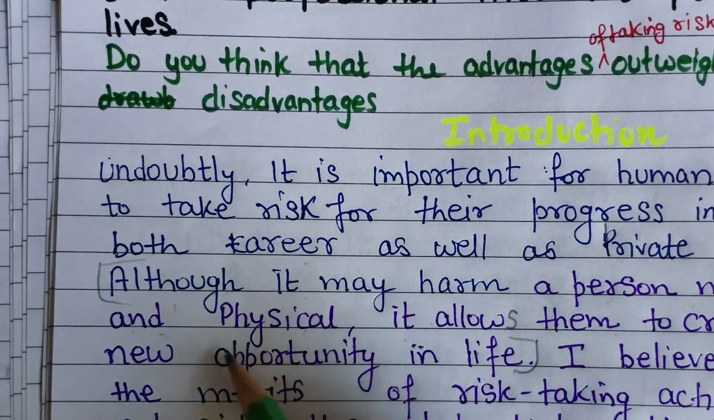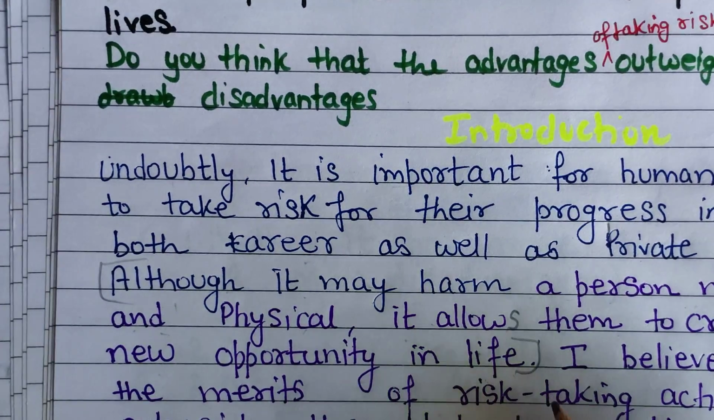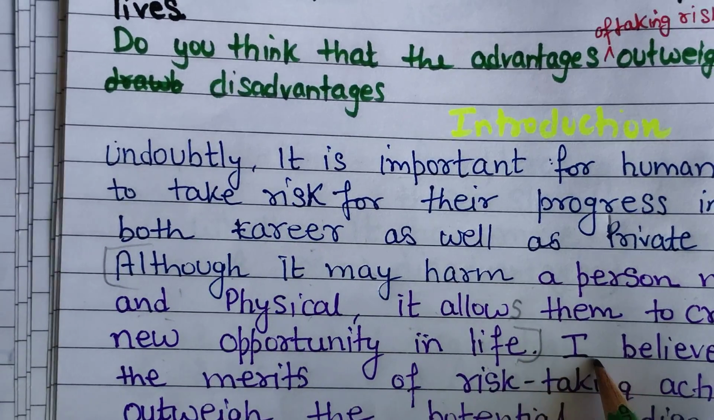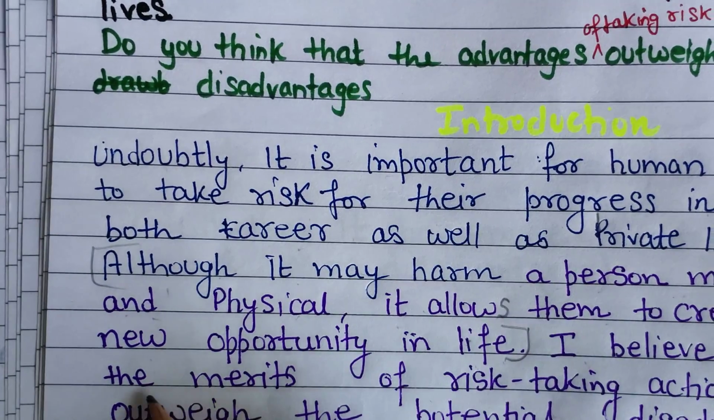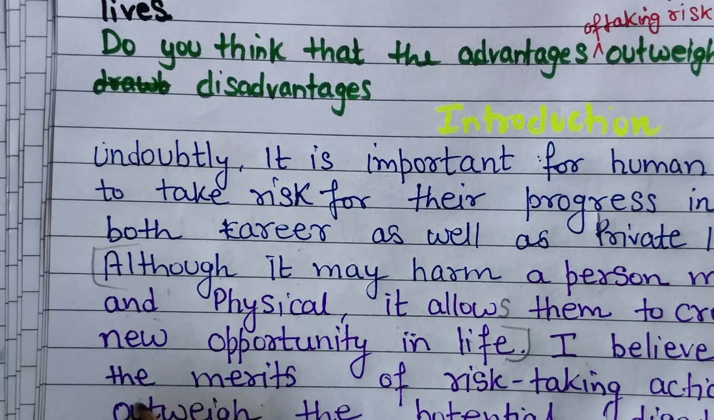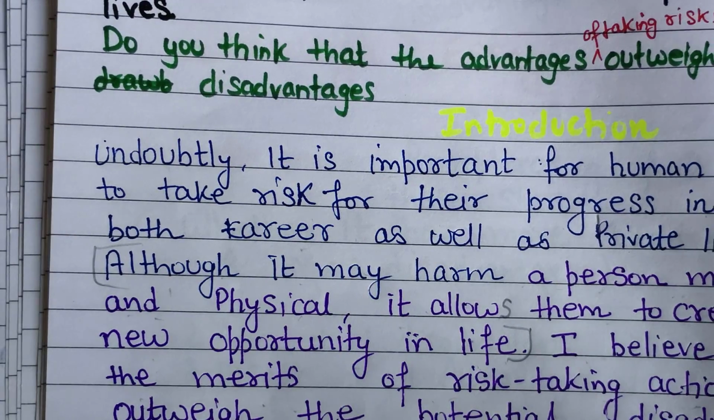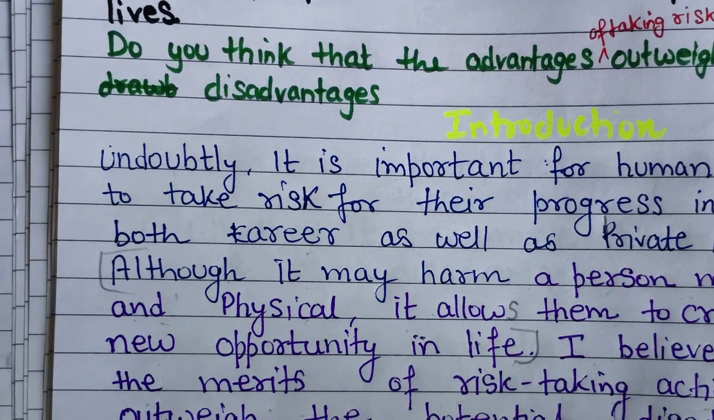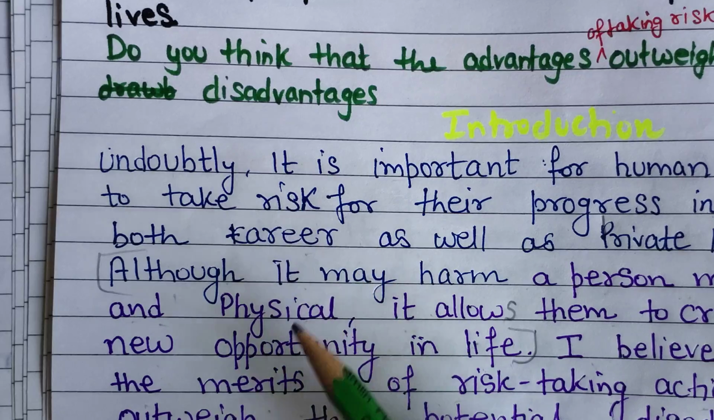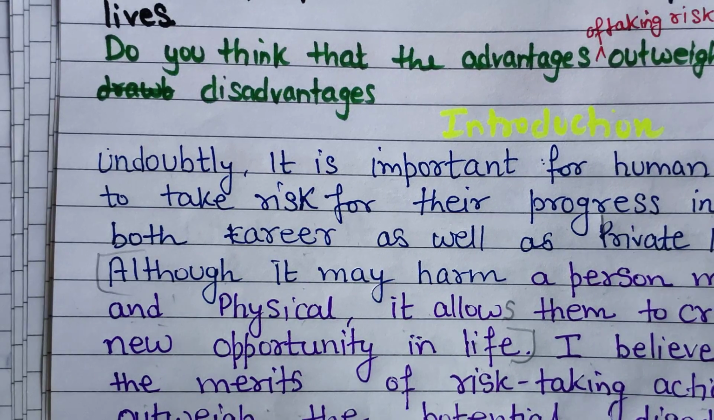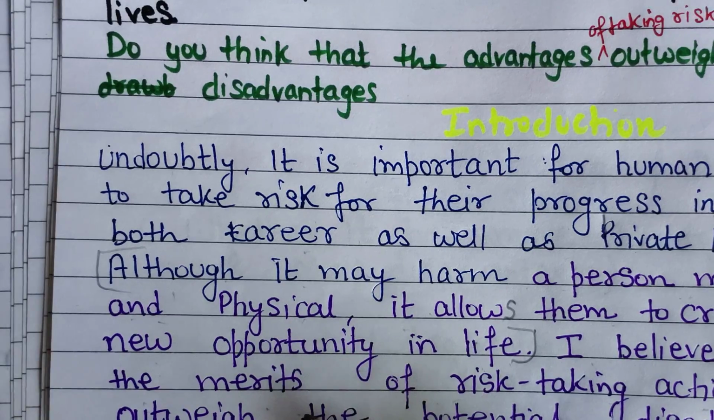Okay, so this is a kind of conditional sentence you have written. Now next is I believe. So I am writing my thesis statement. I believe that the merits of risk taking actions outweigh the potential disadvantages. So in this simple way I have written everything. I have written the introduction. You can always note it down. You just try the same essay in your own style.